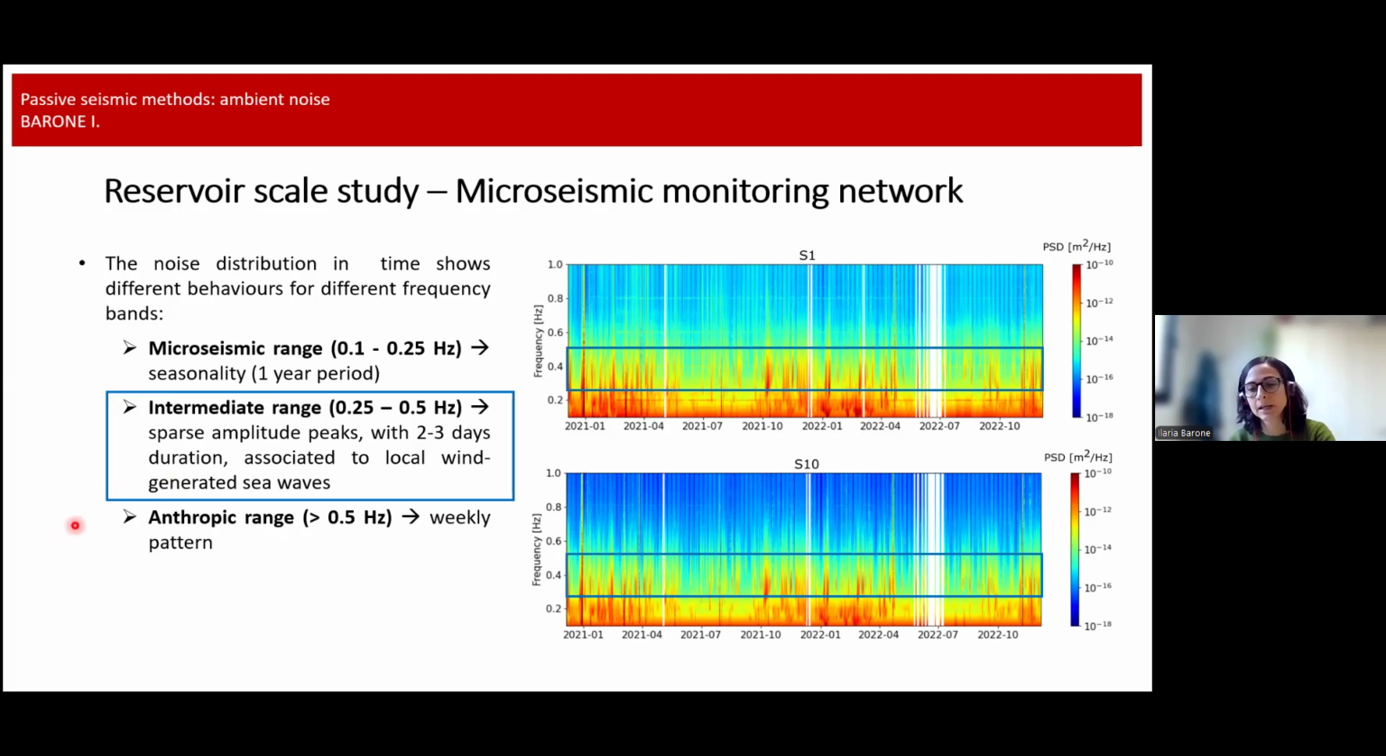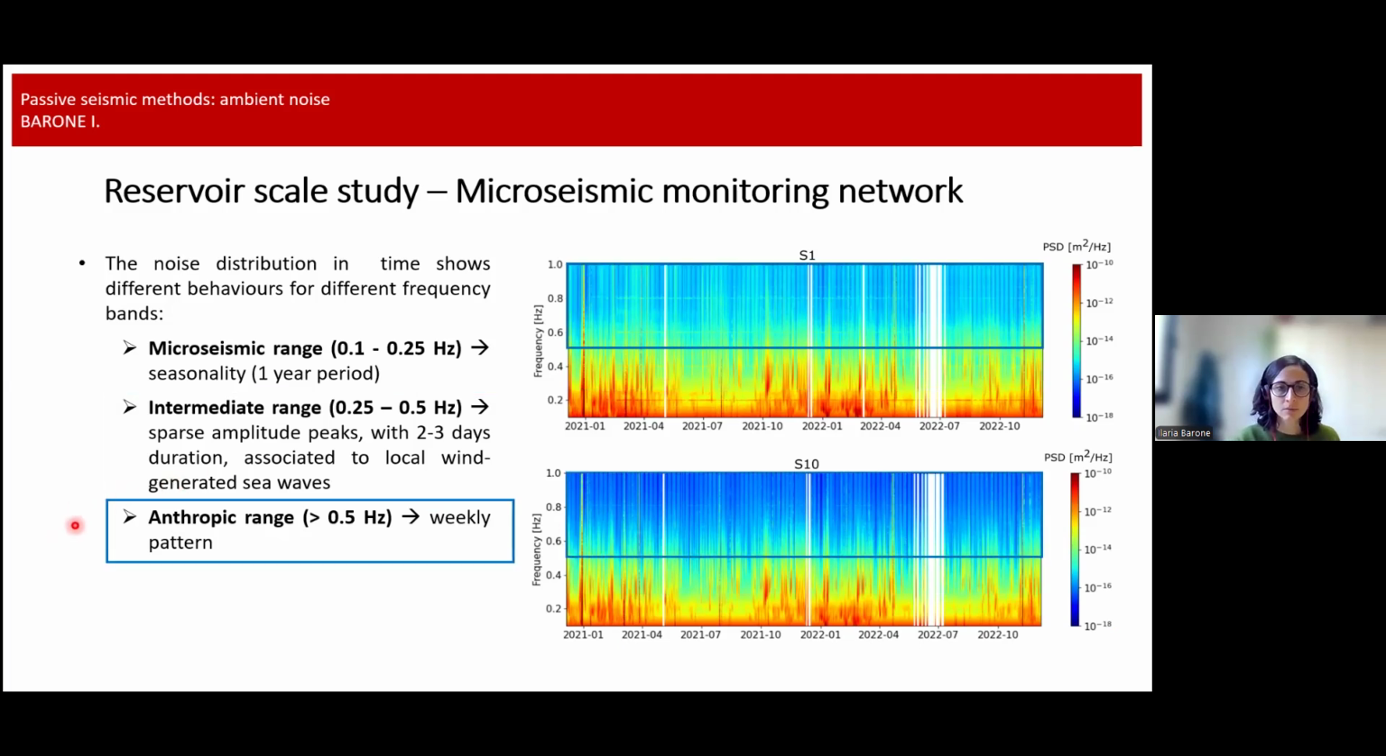And then finally, the range above 0.5 Hertz. As you may see, there is a weekly pattern. This weekly pattern we have seen is typical of anthropic noise. So it means that above 0.5 Hertz, we already see some anthropic noise that generally is characterized by frequencies higher than 1 Hertz.